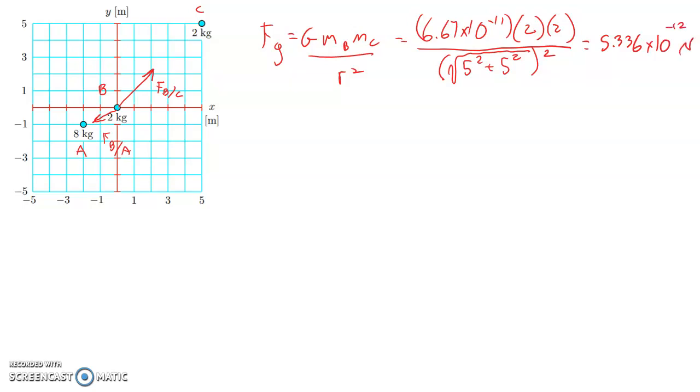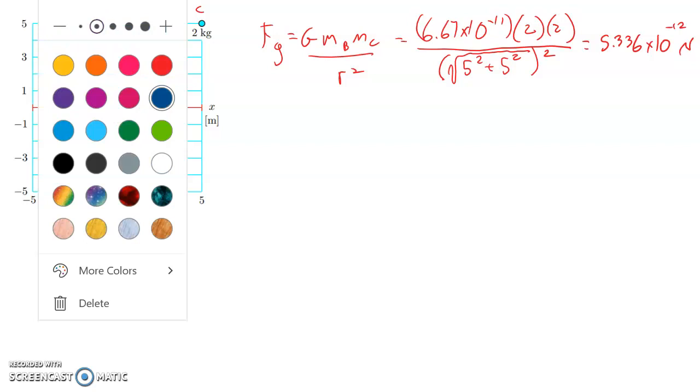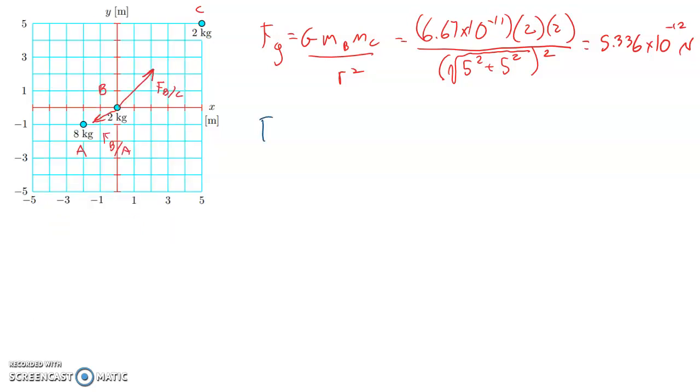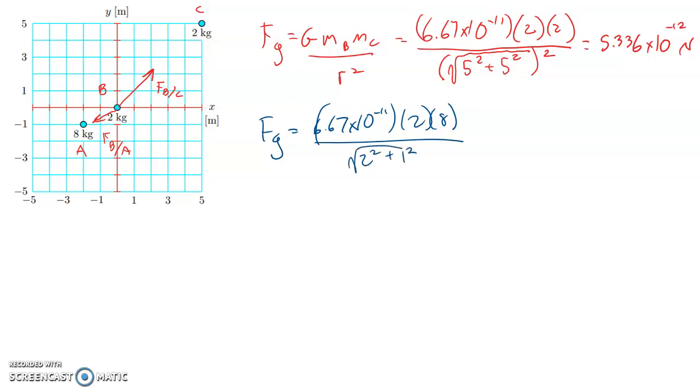So let's now do the same thing between the other pairs of masses. And so I'm going to do Fg equals 6.67 times 10 to the negative 11. Mass B is 2, mass A is 8. The distance between them is going to be 2 squared plus 1 squared, square root of that, but then square it again. If you plug all that into your calculator, you should get 2.1344 times 10 to the negative 10 newtons. Just notice that these two are kind of different from each other, 10 to the negative 10, 10 to the negative 12. So this one's not going to have as much influence as that one.